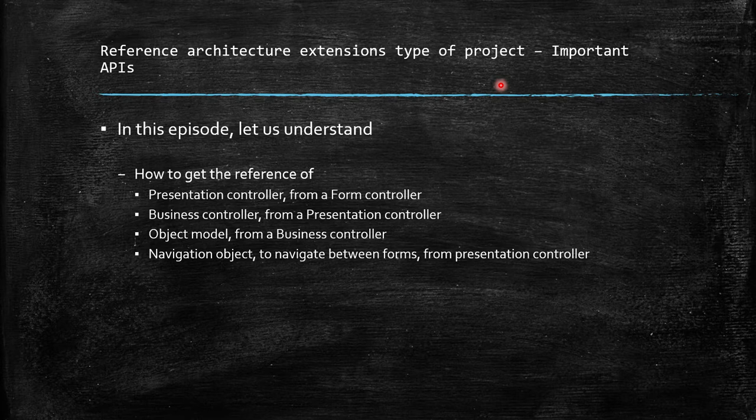And from the business controller, how can we use the generated object models to interact with the object services defined inside the fabric layer? What APIs do we have using which we can get the reference of the object model from the business controllers? And we'll also look at the APIs which we have to use to navigate from one form to another form.